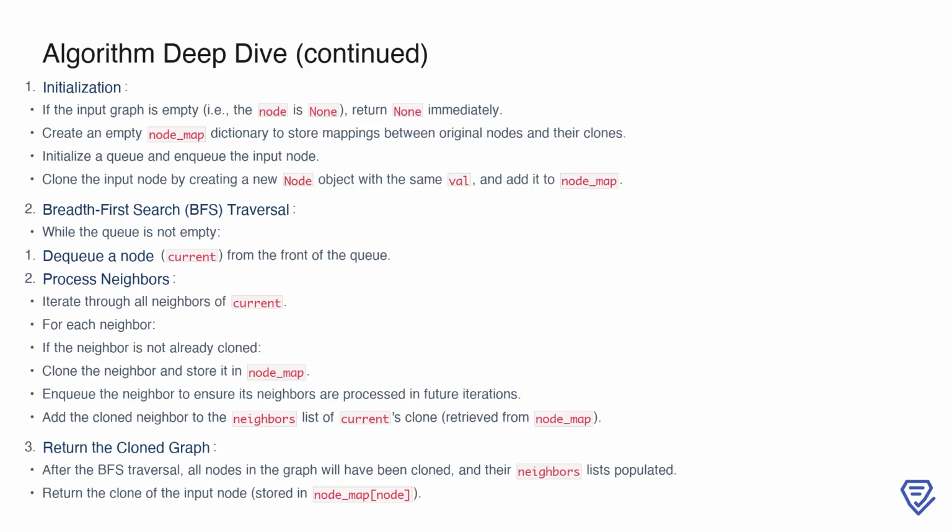For each of its neighbors, we check whether the neighbor has already been cloned. If not, we create a clone, store it in node_map, and enqueue the neighbor to ensure its neighbors will be processed later. Regardless of whether the neighbor was newly cloned or already exists in node_map, we add its clone to the neighbors list of current's clone. After completing the traversal, all nodes and connections will have been cloned, and we return the clone of the input node, which can be found in node_map.